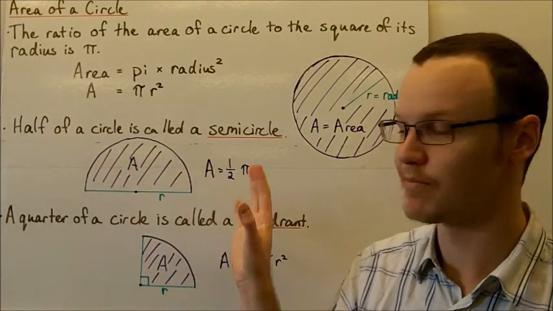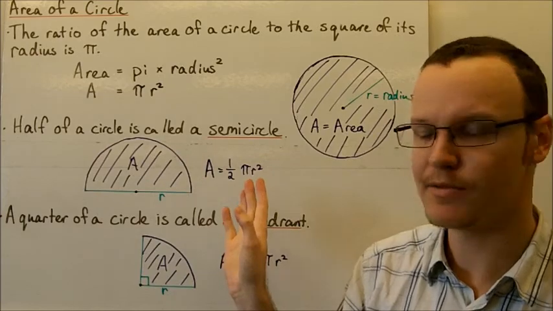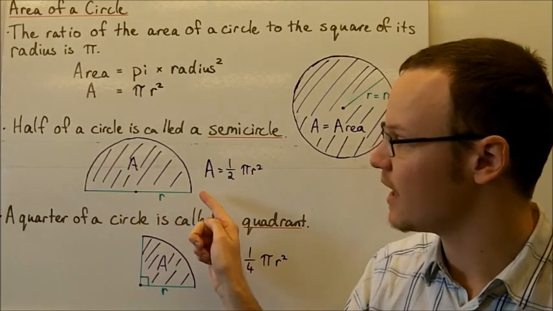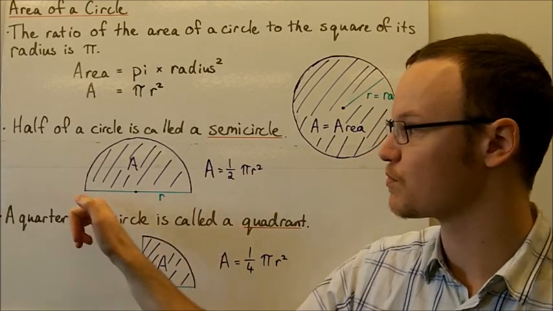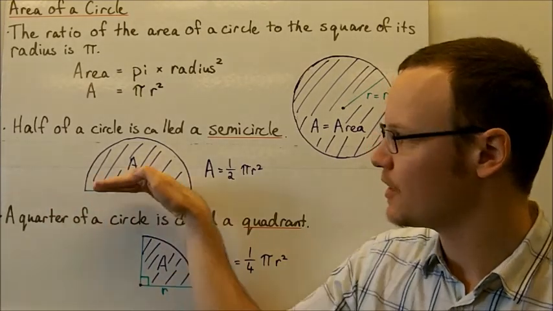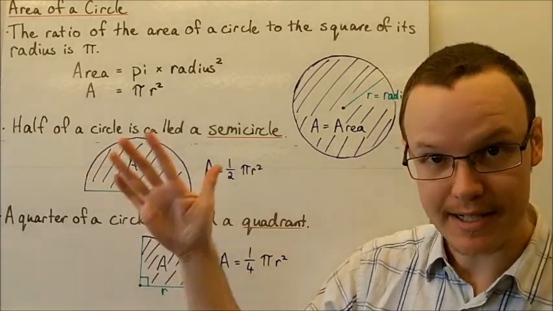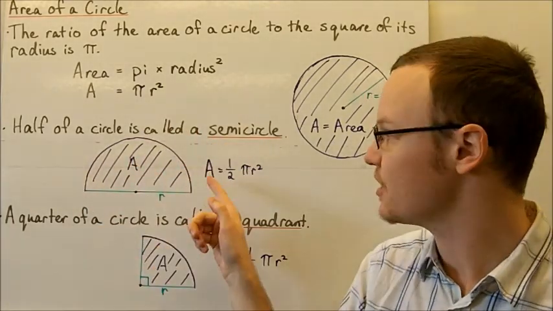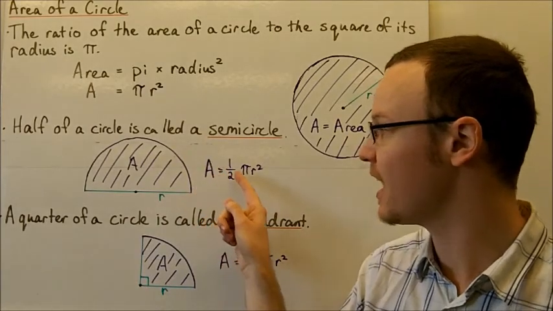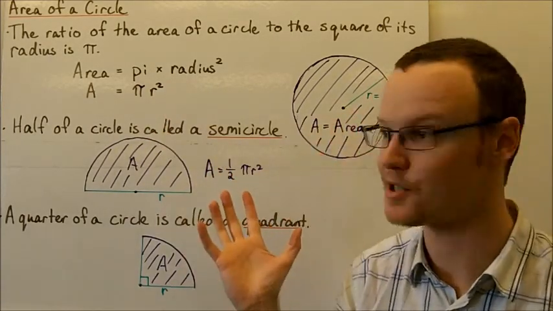We've also got some special shapes here. Half of a circle is called a semicircle. That's a straight line cutting straight through the centre, the diameter of the circle, and only having half of the circle there. Not surprisingly, the area is cut in half as well. So the area of a semicircle is going to be a half of pi r squared, half of the area of a whole circle.